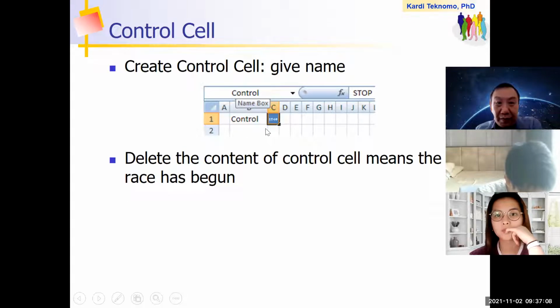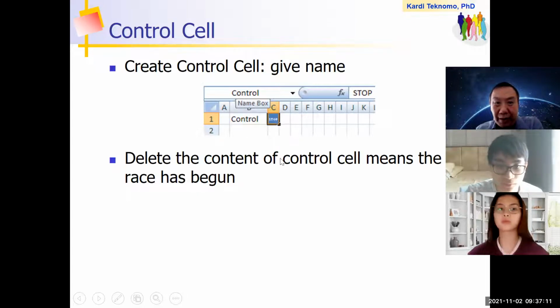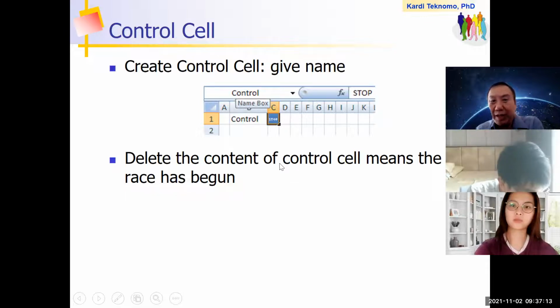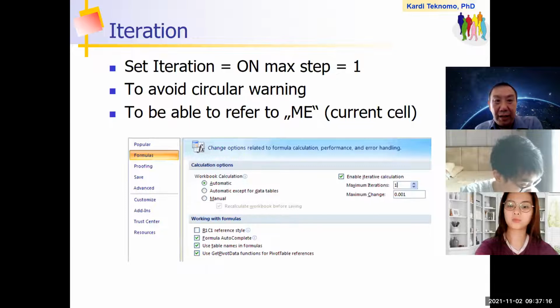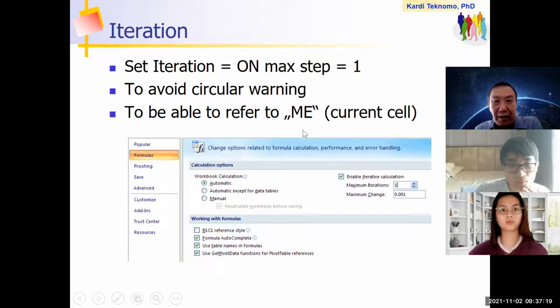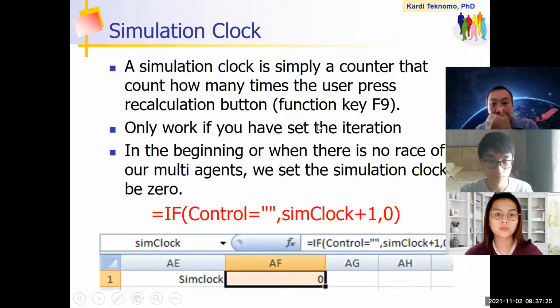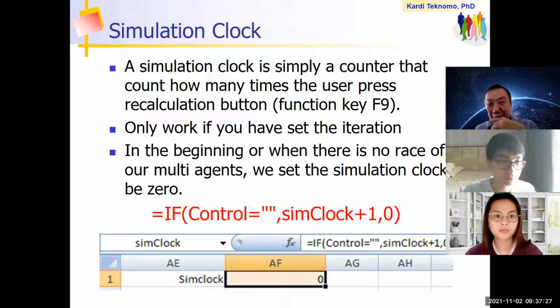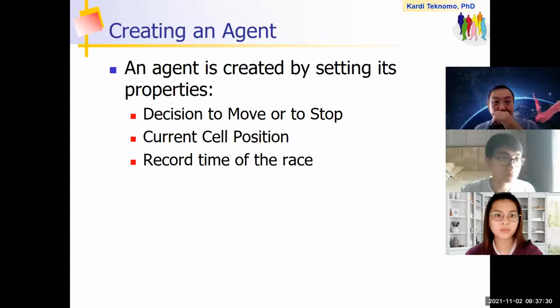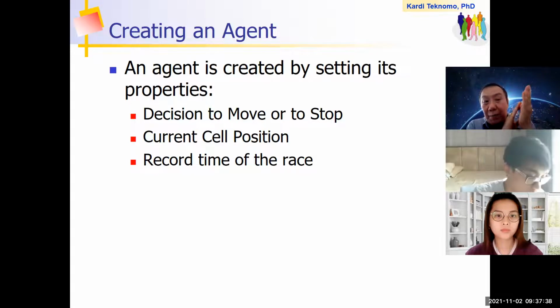So here it is. First you create the control, so you put stop there. When you delete the control cell, it means the race has begun. Then you set the iteration the same as before, so that you can get the current cell. The simulation clock is as usual, you already did that. And then you create the agent. How do you create the agent? By creating the properties of the agent. There are three properties that you will create: first the decision to move or to stop, the current position, and the record of the time.